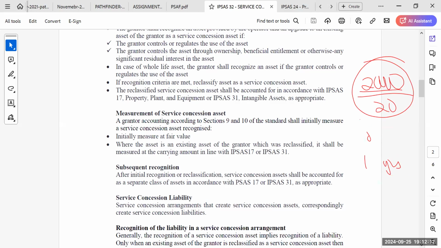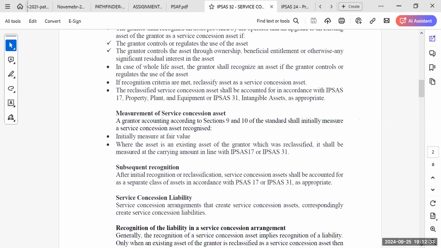Okay, so the subsequent recognition is just in line with what? IPSAS 17 or IPSAS 31, where the government can decide to carry the asset at what? Cost model or a revaluation model. A cost model or a revaluation model.